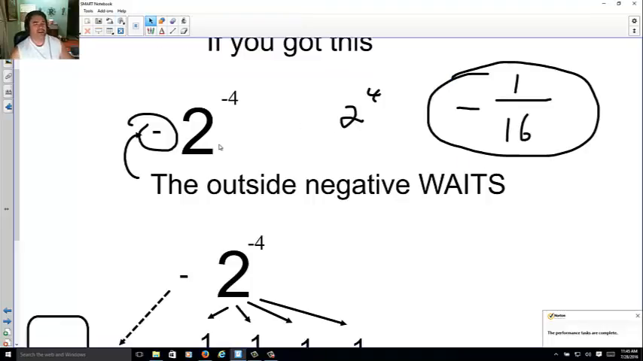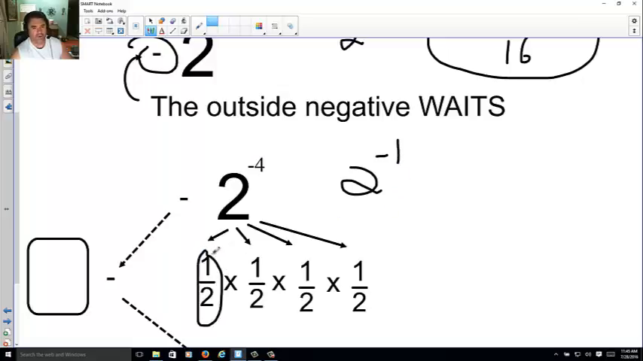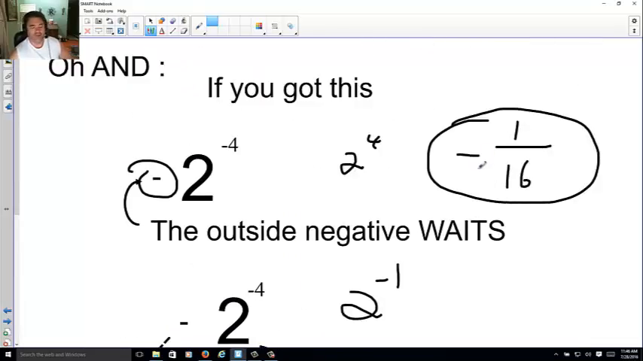Now I have the other way down below. Looking back now, I think it's going to be a little more difficult to understand, but I'm saying 2 to the negative fourth power means 4 times negative 1/2. How did I get that? Because 2 to the negative first power would be 1/2, and I'm saying there's 4 of them, so there'd be 4 halves. The negative waits, so the final outcome is negative 1/16, like up here.